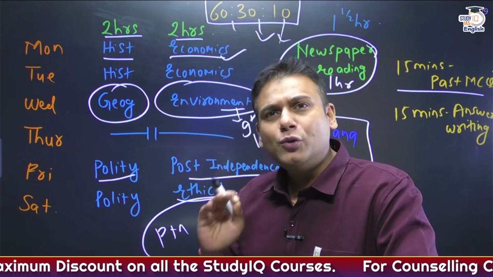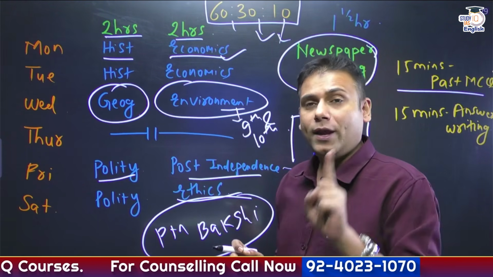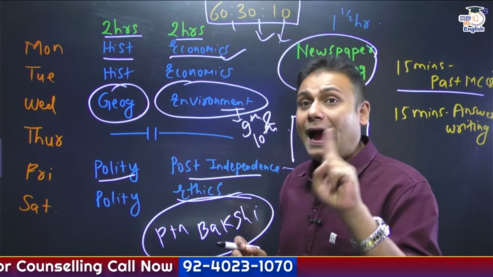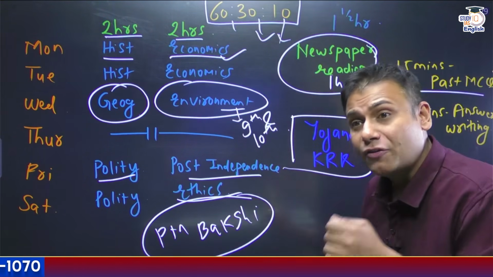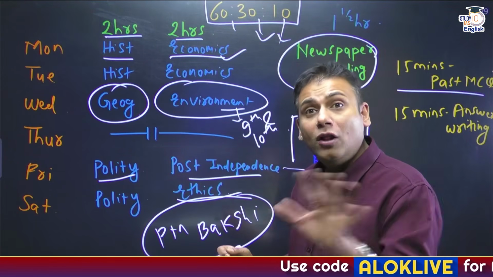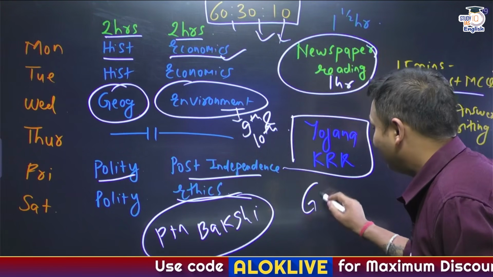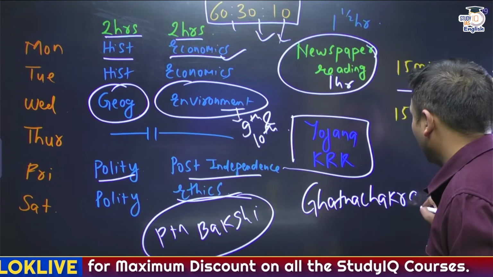And what is the best source to solve these questions? I would suggest a bilingual book. It is available in Hindi and English both. This is one of the best books not only for history, geography, polity, economy, but for all the subjects, and that is Ghatna Chakra. I repeat, the name of the book is Ghatna Chakra.